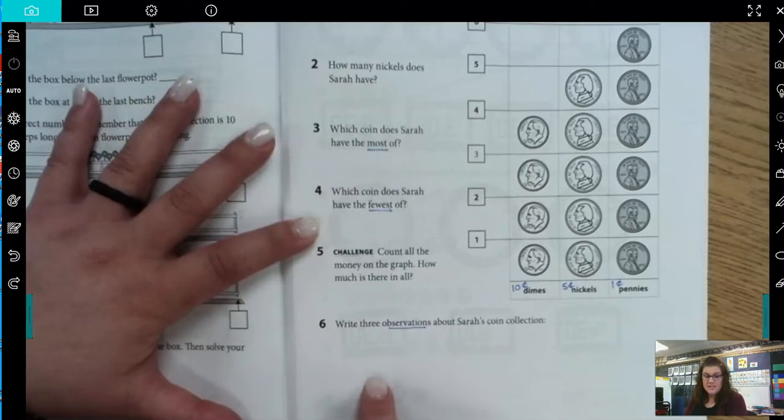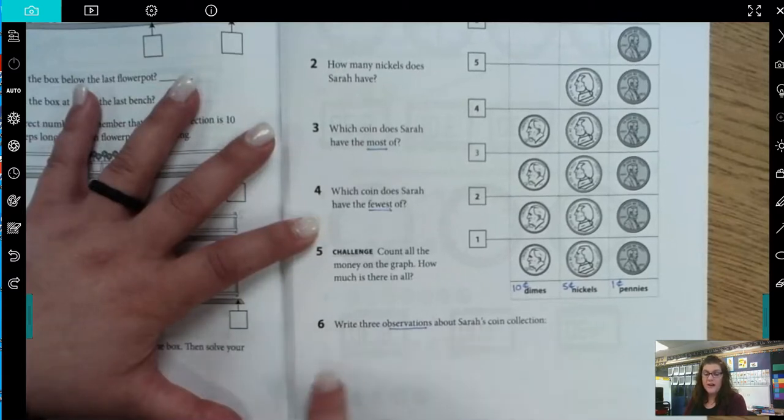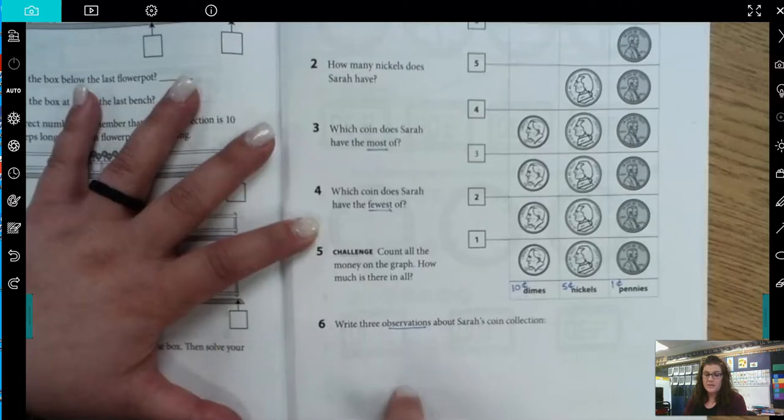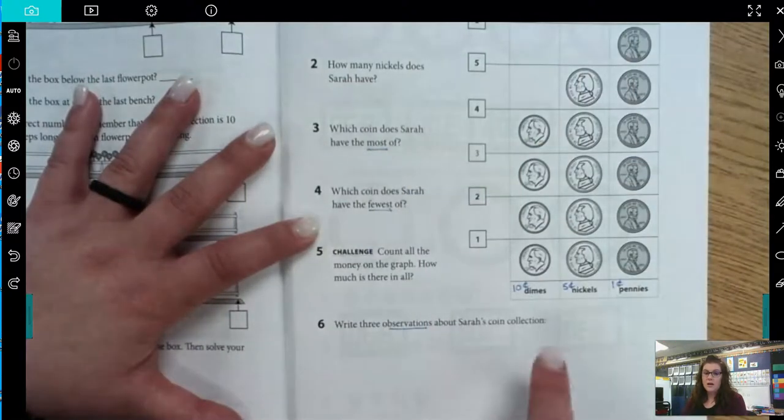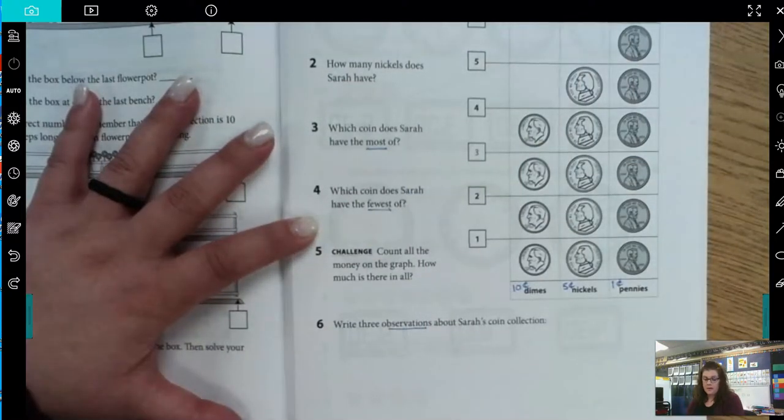If you can give me complete sentences, great. If you want to give me 3 facts, that's okay too, but I would love to see complete sentences. So hit pause, work on giving me 3 observations, 3 things that you see on Sarah's chart, and come back when you're ready.